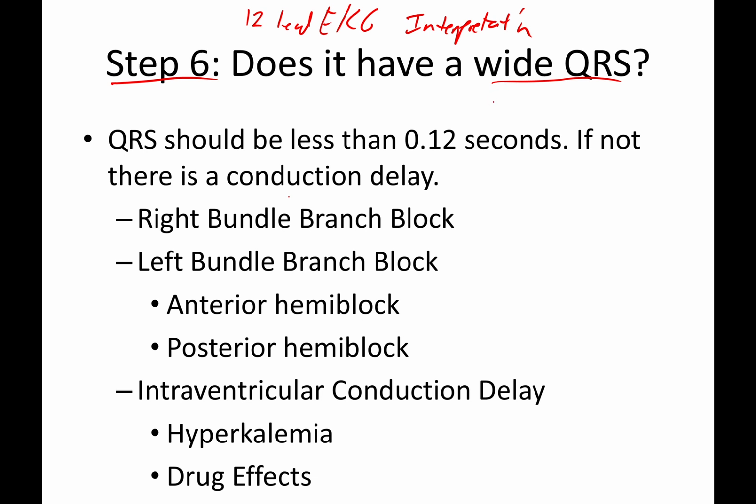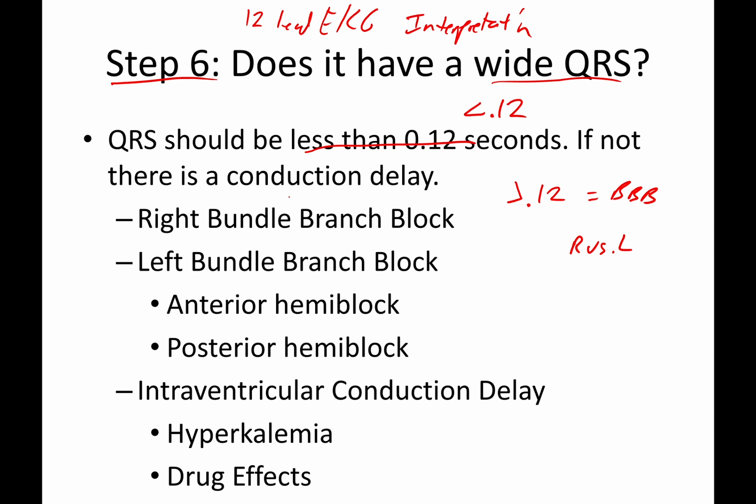Of course, normal is going to be less than 0.12 seconds. If it is greater than 0.12, then you've got a conduction issue. Most commonly, that's going to be a bundle branch block. What makes a 12 lead EKG so cool is that you can actually figure out if it's a right versus left bundle branch block. A standard 5 lead that we use on the floor is not capable of that.